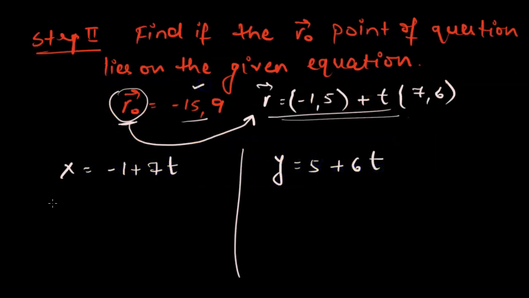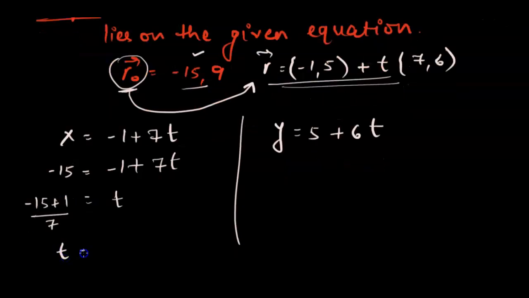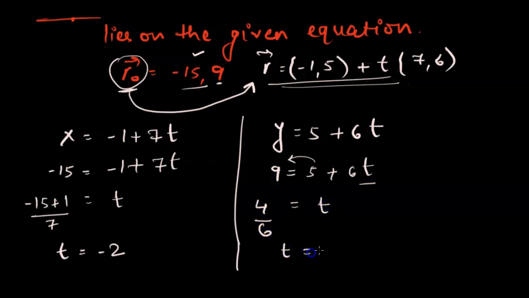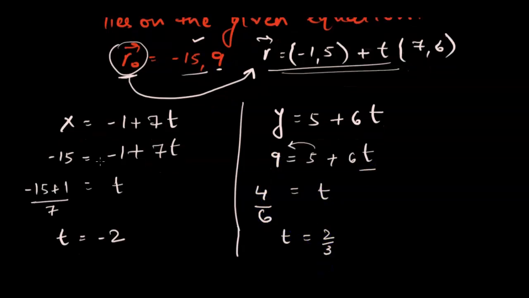We substitute x as -15 and we solve for t. This would give us t = -2. Now we substitute y as 9. Isolate t: 9 minus 5 is 4, divided by 6 is t. So t is equal to 2/3. And we found out that the t values are not the same. If the t values are the same, only then does the given point lie on the line. If they're not the same, then the given point does not lie on the line equation.